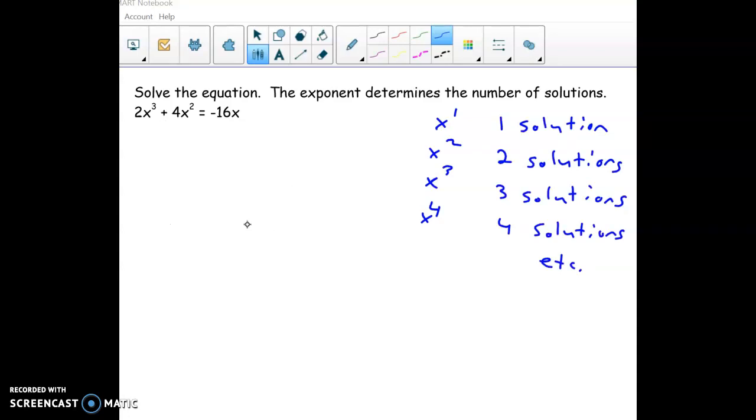All right, referencing the notes from the previous slide, we want to get 0 on one side. So we can add 16x to both sides. Now we got equals 0. Okay, and then now take out a GCF. So there won't always be a GCF, but there is on this one. So you can pull out a 2 and an x, which leaves us with x squared plus 2x plus 8.